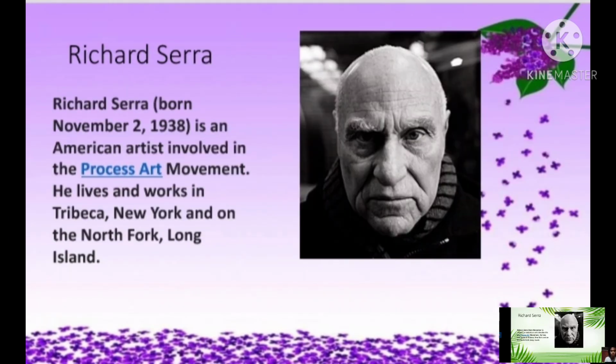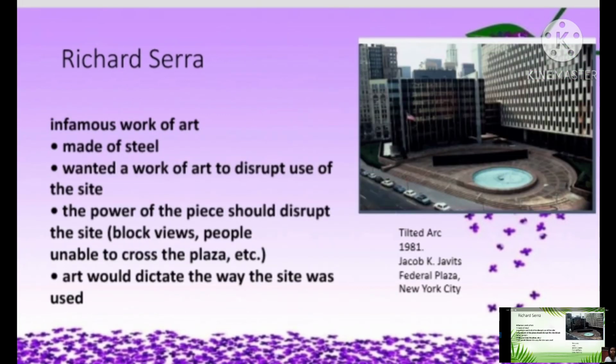Richard Serra. Richard Serra is an American artist involved in the process art movement. He lives and works in Tribeca, New York, and on the North Fork, Long Island. This is the artwork of Richard Serra, titled Tilted Arc, 1981, in New York City. In this famous work of art, it is made of steel. He wanted the work of art to disrupt the use of the site. The power of the piece should disrupt the site, block the views, and leave people unable to cross the plaza. Art should dictate the way the site is used.